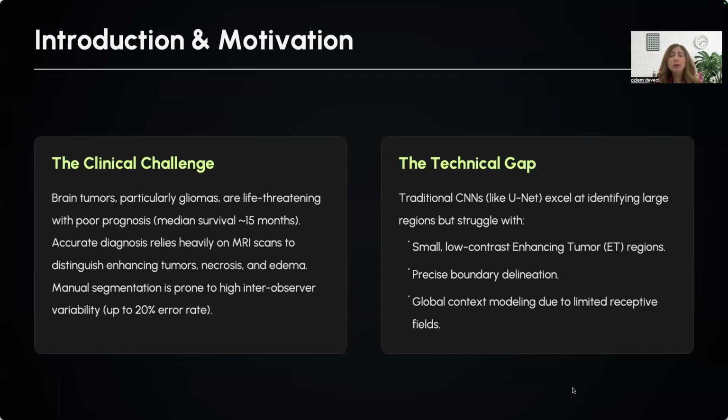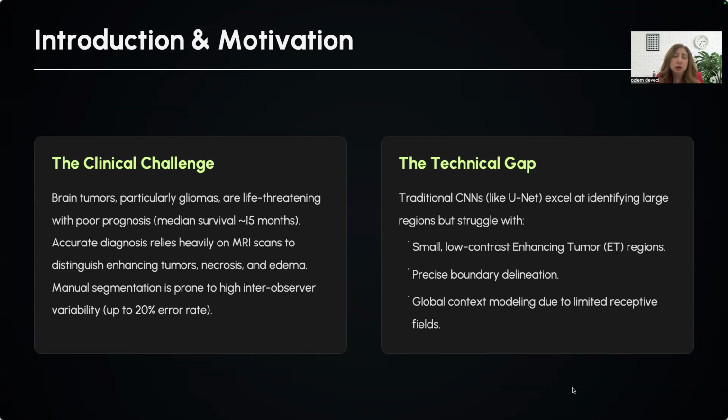The motivation for this work is strictly clinical. Gliomas are aggressive tumors with a median survival rate of only 15 months. Radiologists rely on MRI for diagnosis, but manual segmentation is slow and has a high error rate. That is up to 20% variability between doctors.